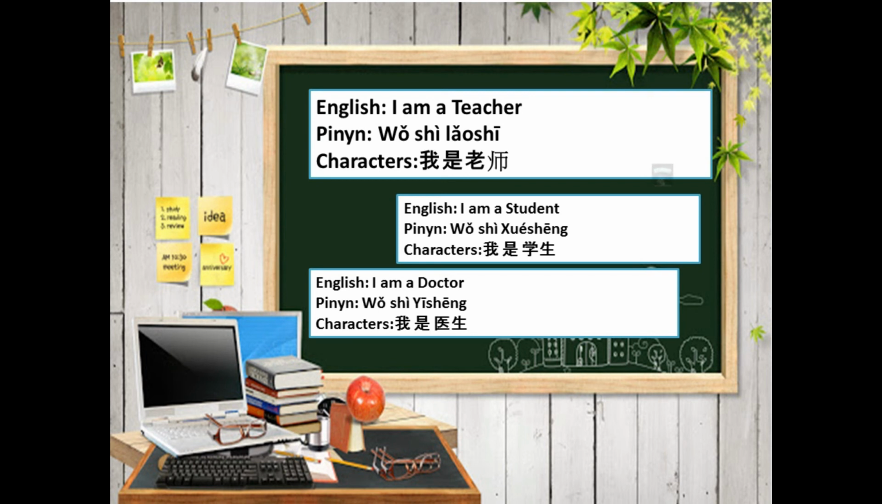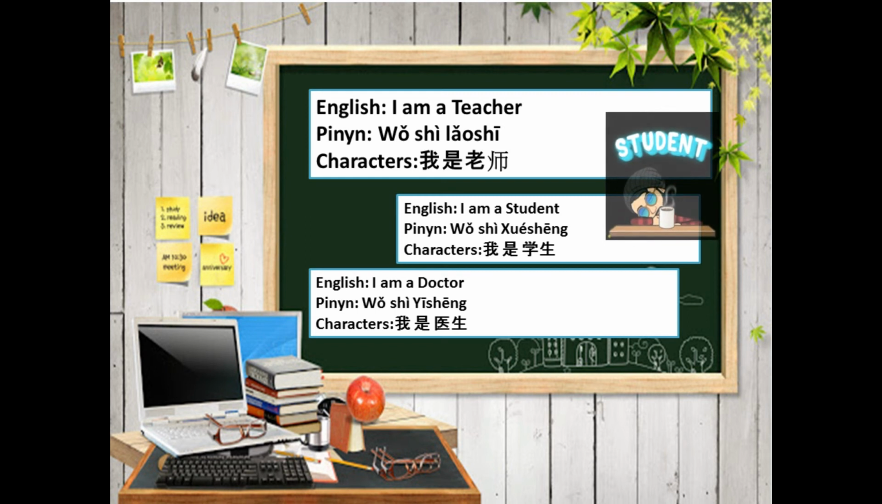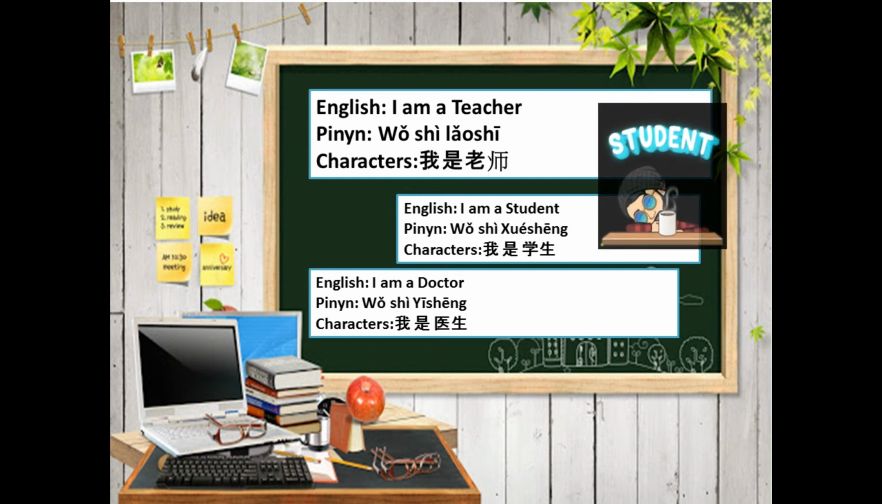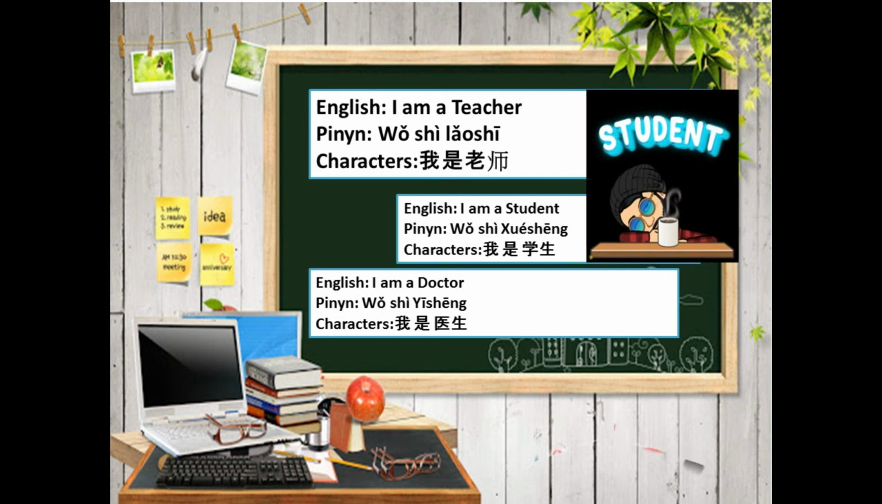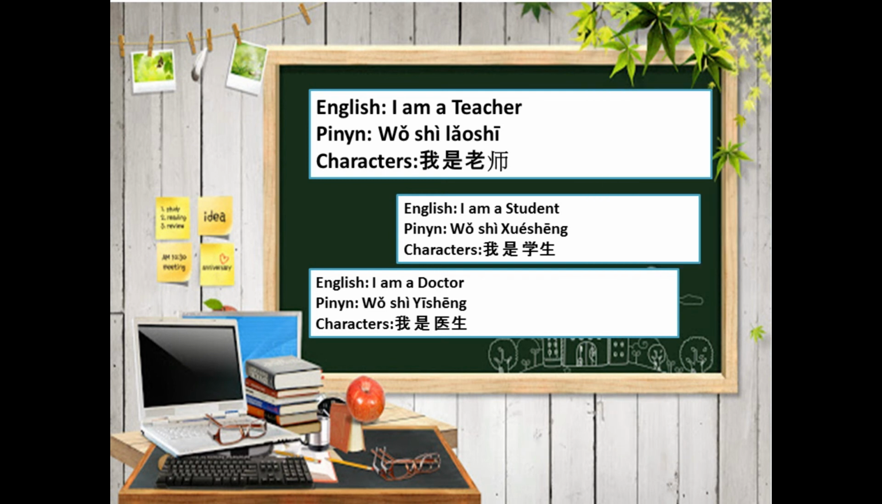And as you people are students, what will you say? I am a student. 我是学生. We say 学生 for student in Chinese. So say with me, I am a student. Doctor. How will a doctor introduce himself? Like, I am a doctor. Then you will say 我是医生.